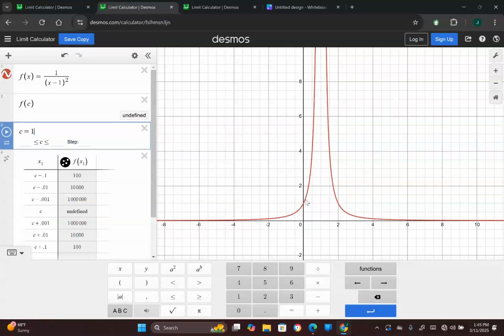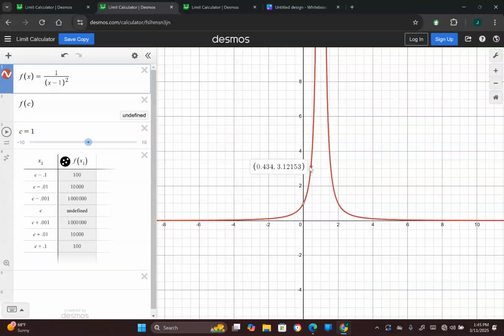And what's happening over here? The numbers on the graph are going up and up and up. Same thing on the right-hand side. The values of the graph are going up and up and up. Take a look at my table. The closer I get to 1, the bigger those values get.